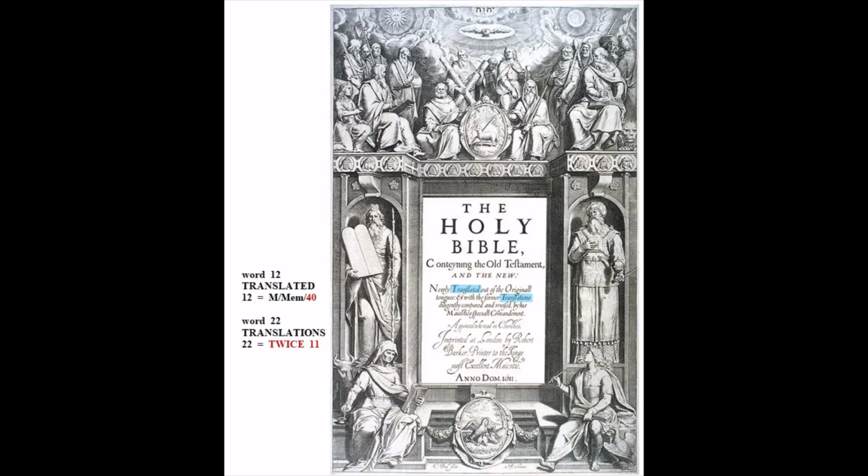Also, the word translated is the 12th word of the inscription. There are 12 letters in the name Edward de Vere, but also, as I've shown in several videos using Gematria, 12 is equal to the letter M. In Hebrew, M is mem, which is equivalent to 40.